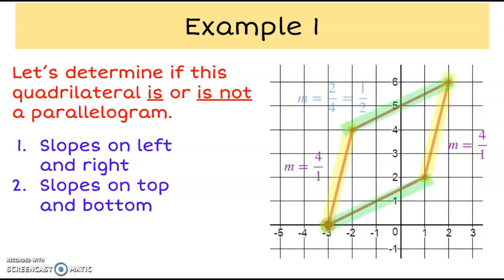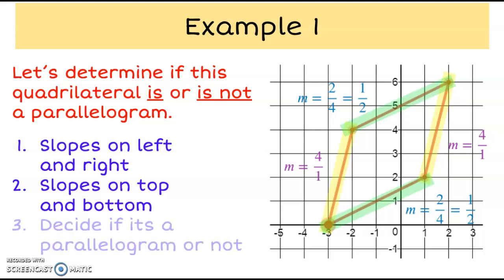Our slope on the top is up 2 over 4, or 1/2. Our slope on the bottom is also up 2 over 4, 1/2. They are also the same. Now we can decide if this figure is a parallelogram or not. Because the left and right are the same, and the top and bottom are the same, we can say that yes, this quadrilateral is a parallelogram.